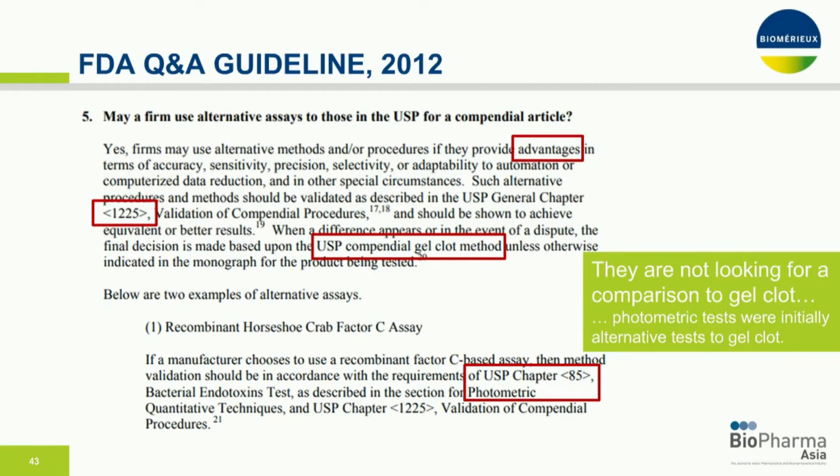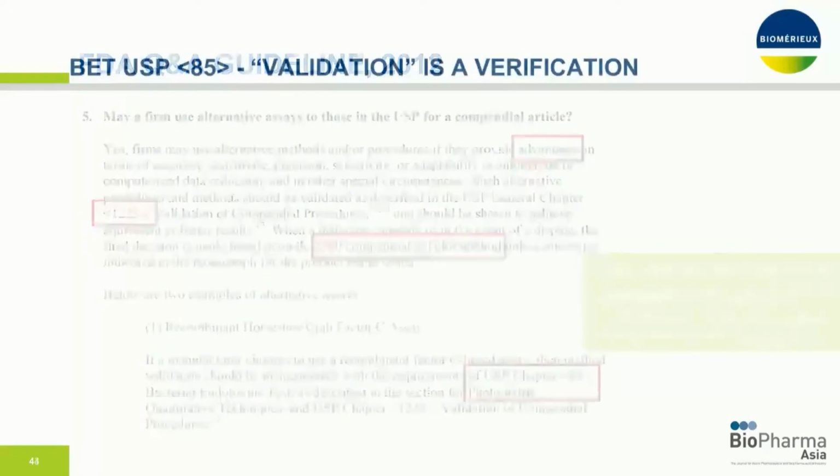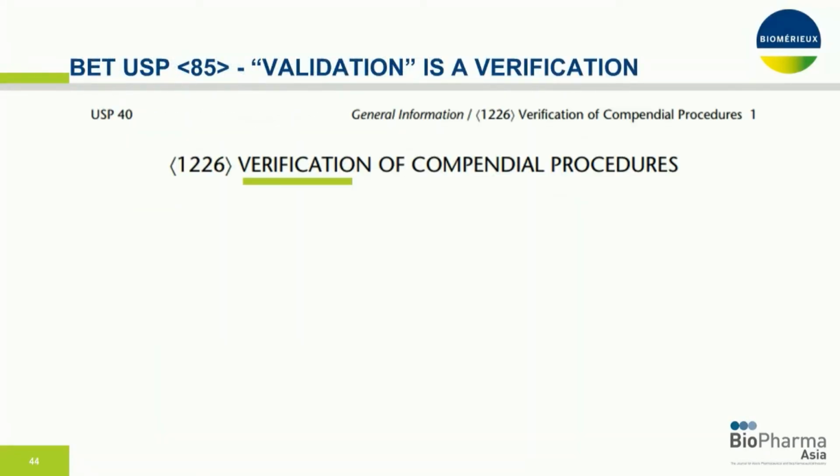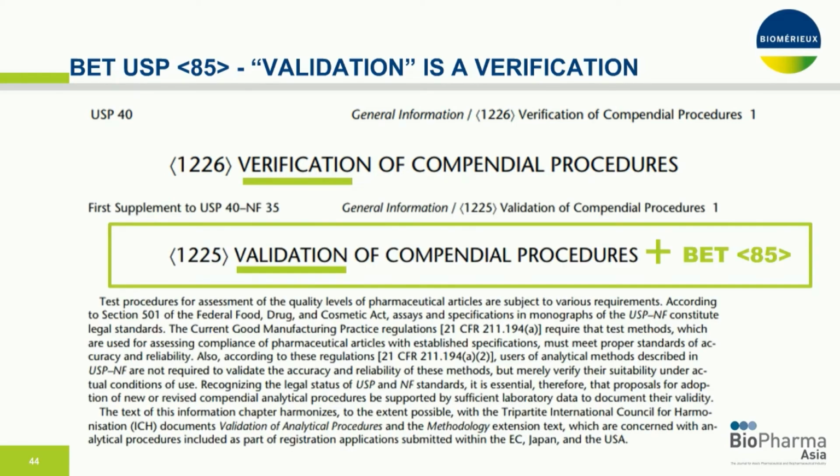If you remember many years back, the kinetic or photometric tests were also alternative tests, and we validated those before they were USP tests, and then when they converted to USP tests, we had already been using them for some time. In the vernacular of the compendia, the normal BET 85 is a verification because you're not really validating the assay, you're just verifying it under the conditions of use. So the validation of the compendial procedures, users are a little less familiar with. So we'll go through 1225 a little bit.